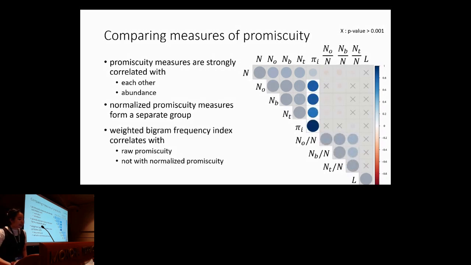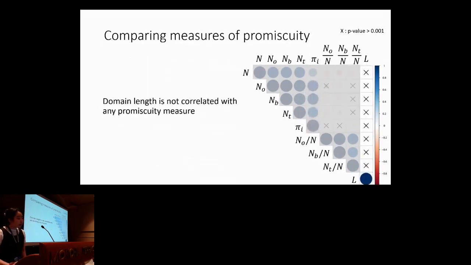Also, the weighted bigram frequency index was designed to account for abundance, but in fact correlates with the raw promiscuity measures. And lastly, we observe that domain size is not correlated with either promiscuity or abundance.